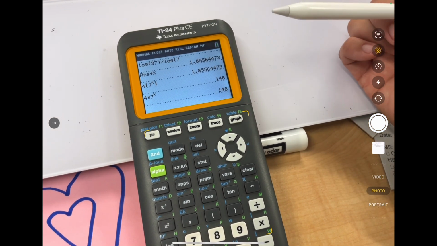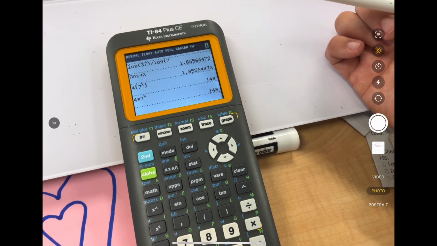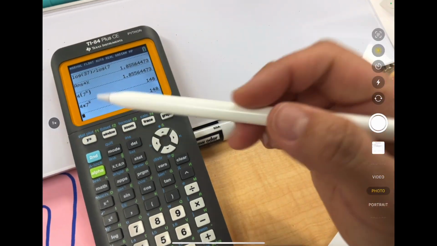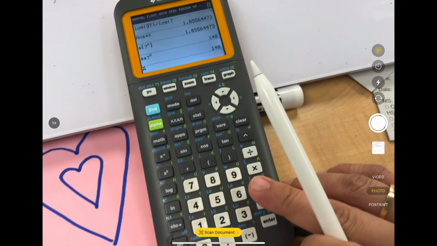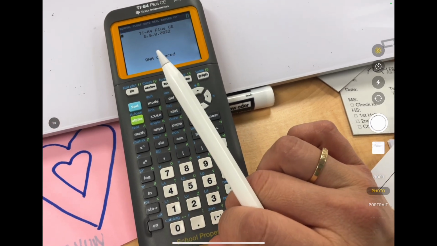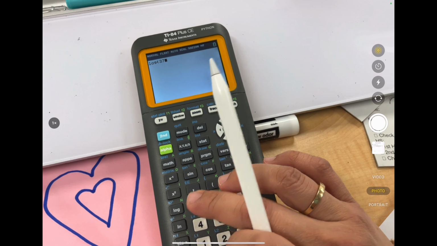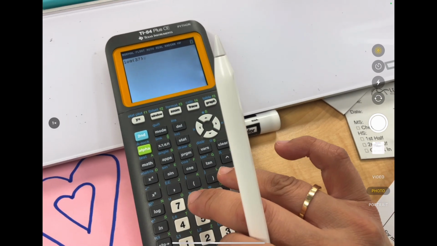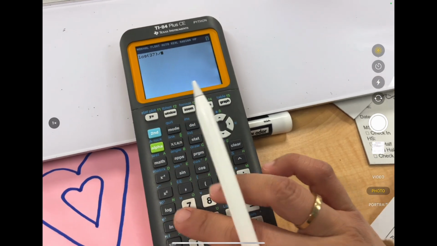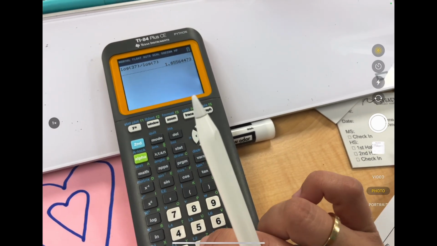That's what happened to you too? Okay, so if that's the case, do this. Second function plus 712. Do that and then try again. Log of 37, close the parentheses. Did you close the parentheses on 37? Yeah. Divided by log of 7, right? Yeah. I didn't close the parentheses.